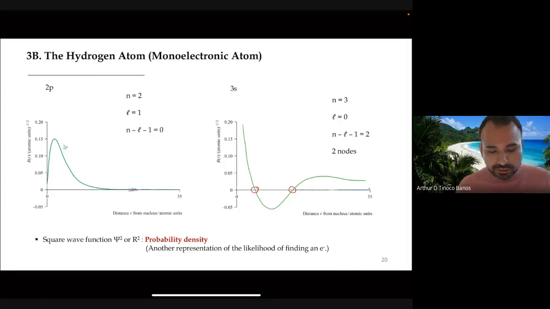All right, so another way that we can look at this is by basically squaring these wave functions, what is known as the square wave function. You can look at it as the whole wave function squared, or just focus on the radial wave function part of it being squared. When we do that, that's called the probability density, just another representation of the likelihood of finding an electron.